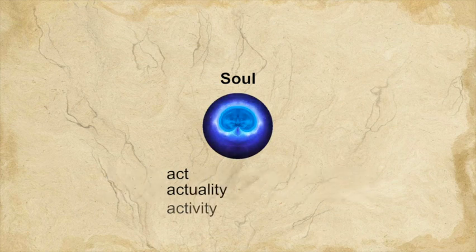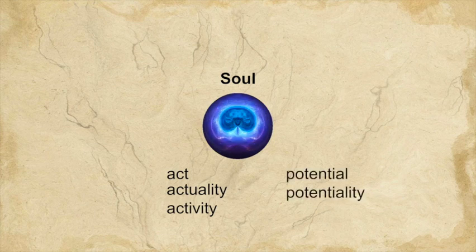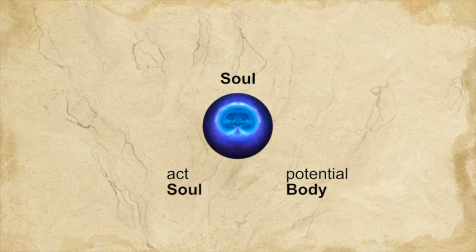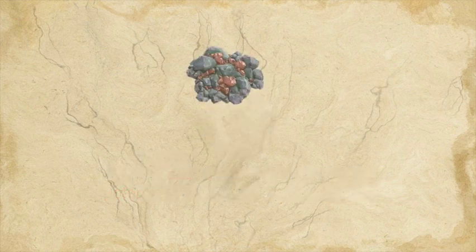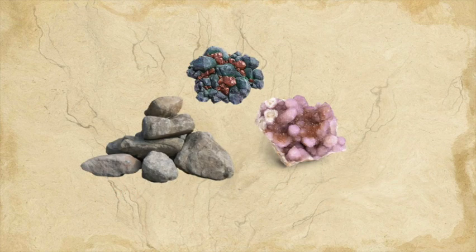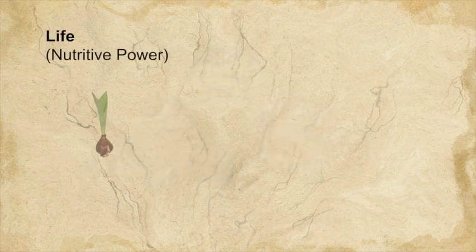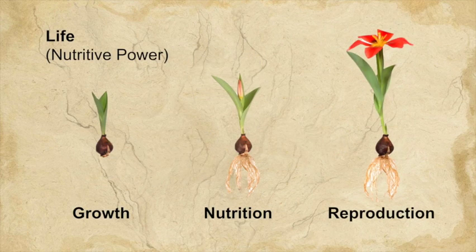Now, act here means actuality or activity, as opposed to potentiality, or power, as I've already described. The actuality is the soul, and the potentiality is the body. So the soul is the first or primary activity of the kind of body that can potentially have life, namely an organic body with tissue and organs, and not made out of rocks or whatever. Another way to put it is that not all things can sustain life. To have life, we need the activities of growth, nutrition, and reproduction.